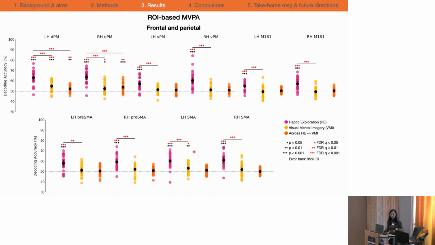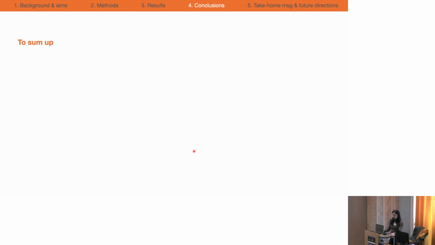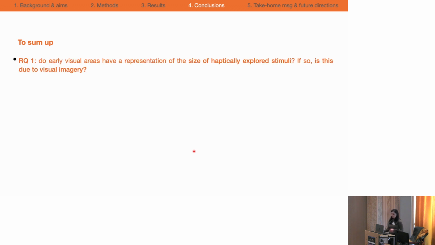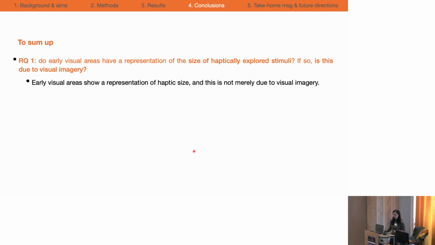Again, no significant cross-decoding was found in any of these regions. So now to sum up, we can try to answer the initial research questions. For the first question, do early visual areas have a representation of the size of haptically explored stimuli, and is this due to visual imagery? We can say now that we found haptic size decoding in early visual areas, and that this does not appear to be just due to visual imagery processes.